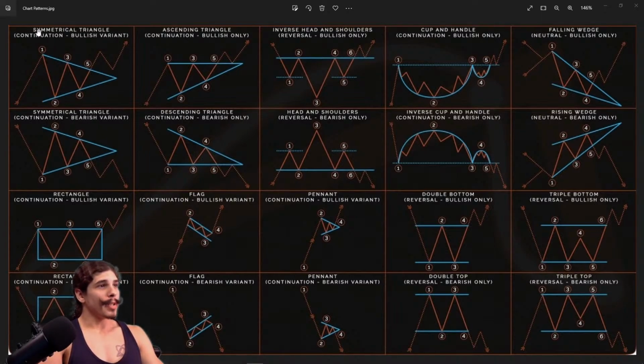Again, the first ones we're going to be looking at are symmetrical triangles, bullish variant and bearish variant. Now, I know it says here symmetrical triangle, and we are going to be looking for them to be symmetrical. If you don't know what symmetrical means, basically it means identical on both sides.